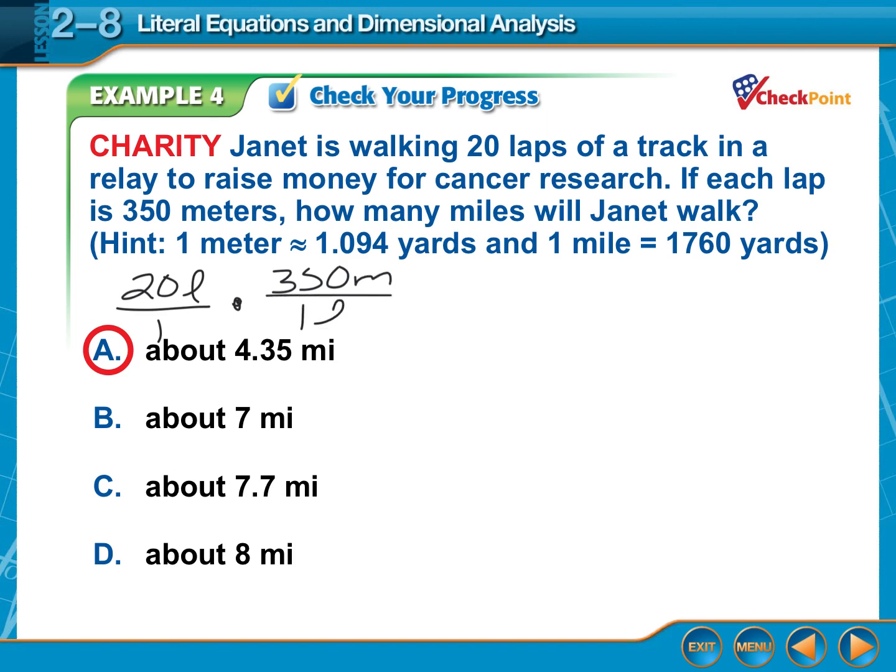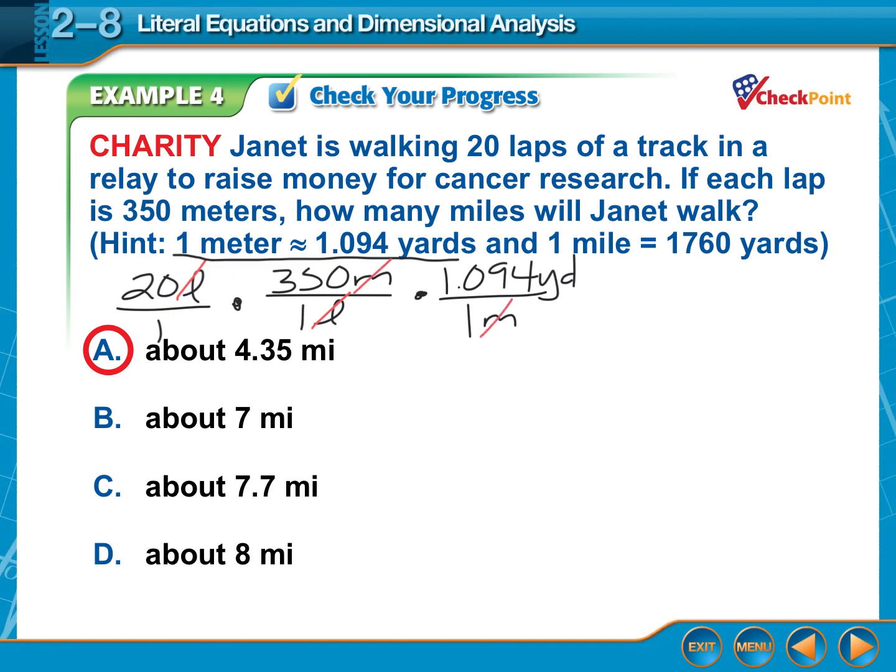Why did you line it up that way? How did you know to put 350 on the top? Because it's how many meters are in the lap. Right, because the laps will cancel out, and that's what we want. What does it tell us is next? Yards. No, miles. It wants us to get to miles, but from meters, we have to go to yards first. So how would I write this? 1.094 over 1, and that's yards and meters. How do we know we're right? The meters cancel out.